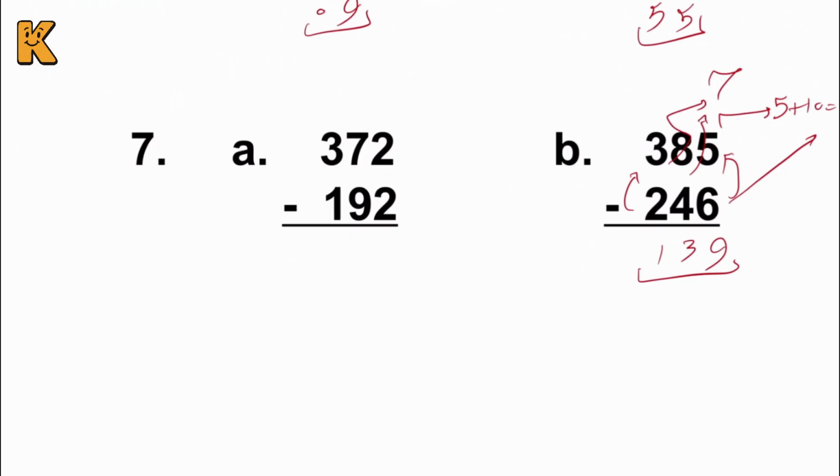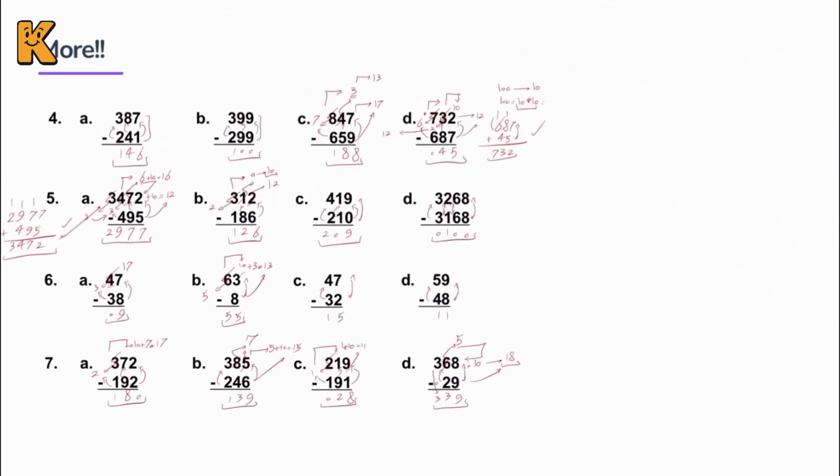372 subtracted by 192. 2 subtracted by 2, 0. 9 cannot be subtracted from 7, so we have to borrow a number out of hundreds and move it to tens. So it's going to be 10 plus 7 is equal to 17. 9 subtracted by 17 is equal to what? Is equal to 8. 1 subtracted by 2 is equal to 180. Again, you can check all of your answers.